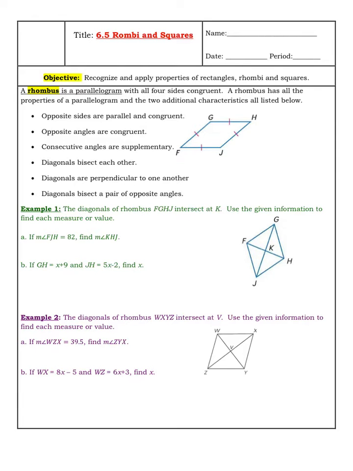Hello, in this video I'm going to talk to you about rhombi and squares. Rhombi is just the plural of rhombus. You wouldn't say rhombuses, you'd say rhombi. But in layman's terms, a rhombus is just a parallelogram with four congruent sides, because all the other properties of a parallelogram apply to a rhombus.